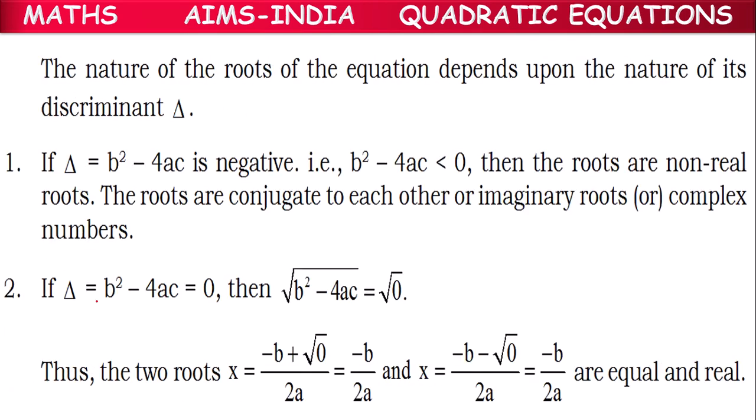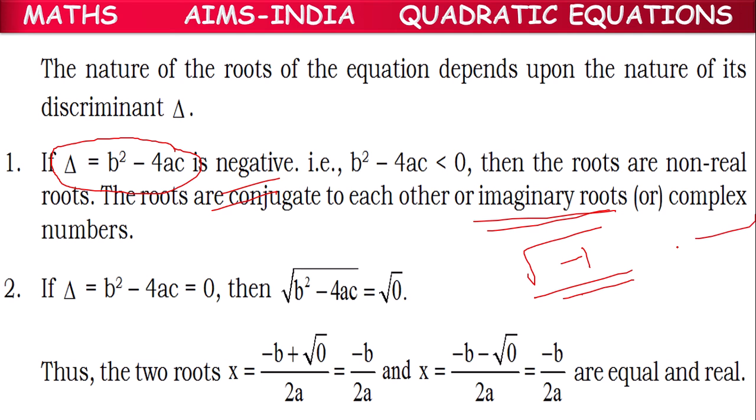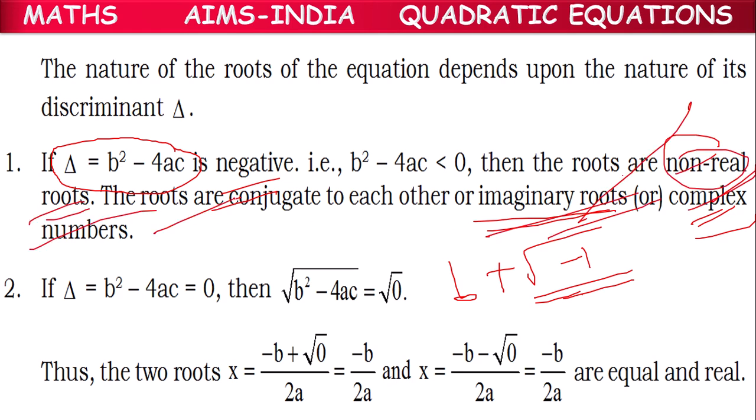So here children, if the discriminant is negative, we will get the root of a negative value, which is not real, which is imaginary, which is a real number plus an imaginary number. It will become complex. So the roots are non-real roots, imaginary roots, complex numbers.